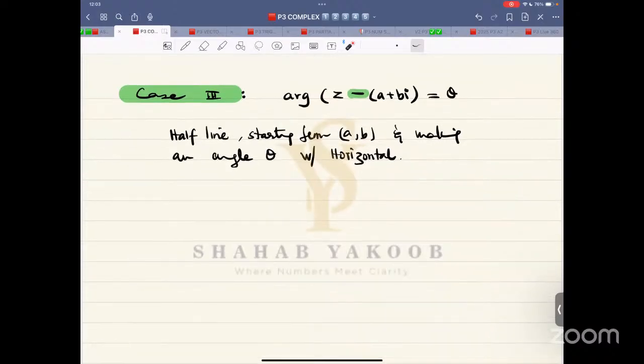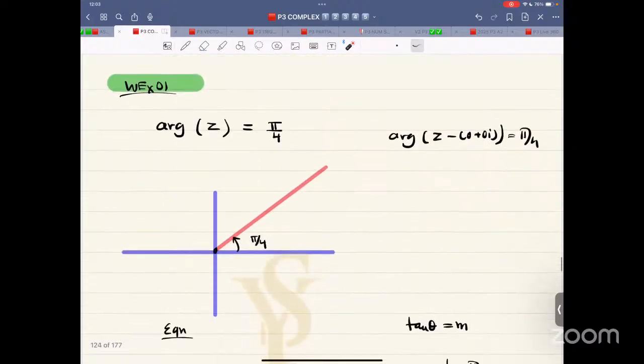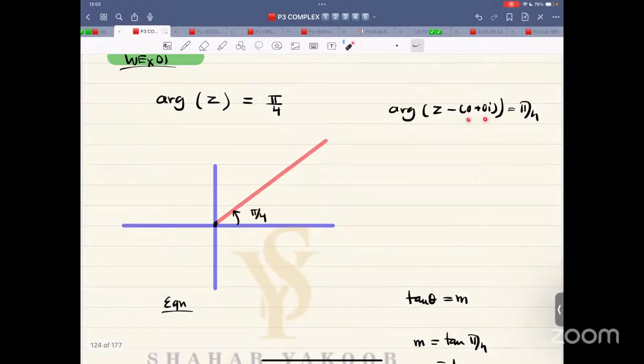Case number 3, it has to be about argument. It has to be about a half line. This is the angle that it makes with the horizontal. It's a half line, not a full line. If it's a full line, there would be two possible theta. So we just want one theta. Therefore, it's starting from (a, b) and making an angle of theta with horizontal. Argument of z is pi by 4. So the center is (0, 0). That's (0, 0). This is pi by 4.